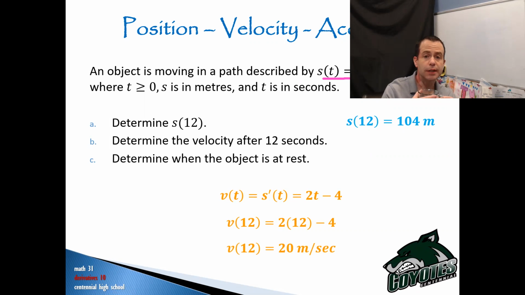The units are really important in these questions. Make sure you're answering with the proper units, and you'll always figure out the units based on what the units were in the question, okay?